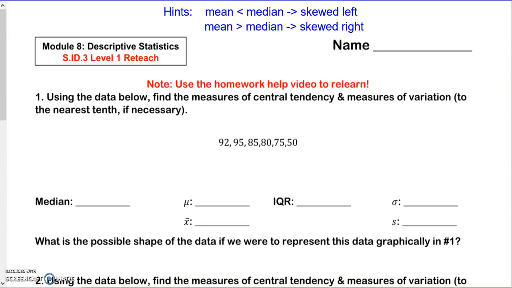Use the data below to find the measures of central tendency and measures of variation to the nearest tenth if necessary. So the first thing you do whenever you get a set of data is make sure you put them in order from least to greatest. So that's what I'm going to be doing right now. It's simple, easy math, just putting it in order.